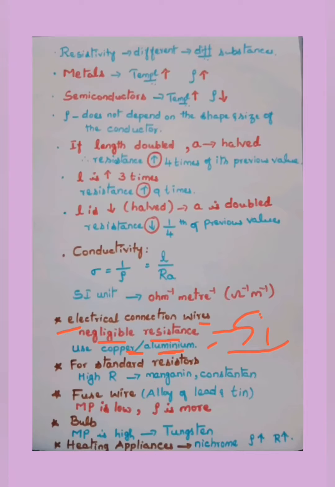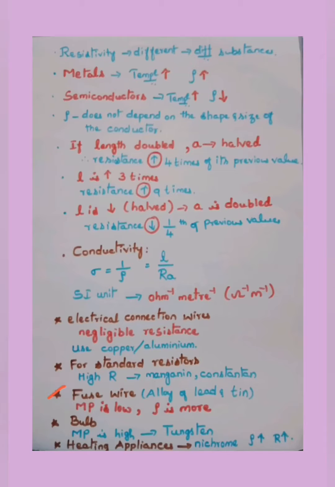Then for standard resistors, in case of resistors, we require resistance. Hence, we use material which has high resistance, for example manganese and constantan. These types of wires have more resistance and serve the purpose in a better way. Next, in case of fuse wire, these questions are repeated in some competitive exams, even in TET also.